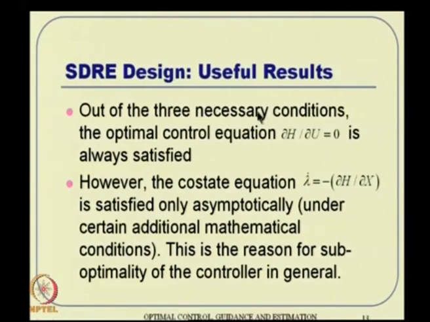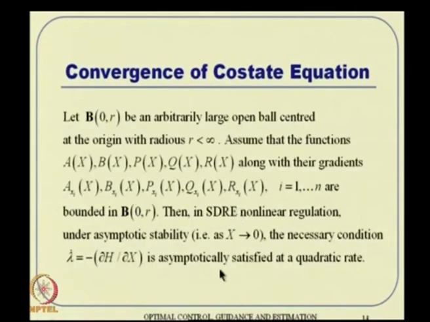And then out of the remaining 2, one equation is always satisfied, no matter whatever parameterization you do. So, the only problem is that the co-state equation does not satisfy exactly. However, the co-state equation, which is lambda dot equals minus del s by del x, is satisfied asymptotically. And that happens only under certain additional mathematical conditions as well. This is the reason for suboptimality of the controller in general. Now, the question is, what are those additional mathematical conditions?